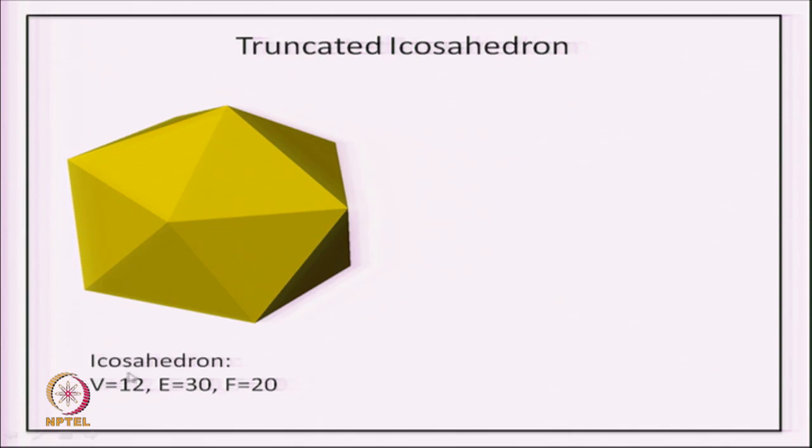In fact, the word icosahedron comes from its 20 faces. Icosa is 20 and hedron is faces. So, it is a 20 faced regular or Platonic solid. Now, to get to the structure of C60, we have to truncate this icosahedron. By truncation, we mean cutting off or chopping off the vertices. Let us see how we do that.